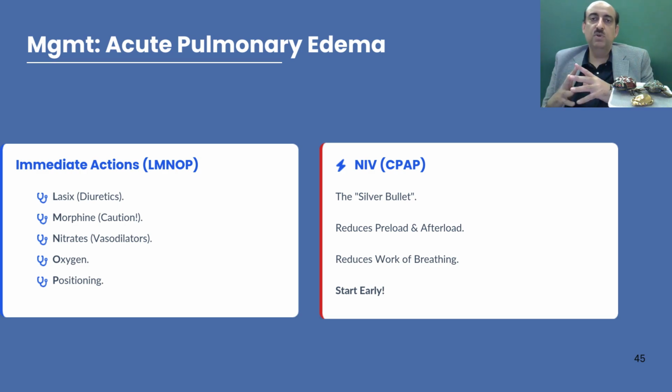Role of NIV, we discussed before, continuous positive airway pressure. It can be a silver bullet. If it's initiated earlier, it does the same mechanism but in a mechanical way. So the fluid inside the alveoli can literally be pushed out into the extra alveolar space because of the pressure exerted during the continuous inspiratory and expiratory phase, and it reduces both preload and afterload and reduces the work of breathing, assists the ventilatory drive. That's why it's called non-invasive ventilation. It's assisted ventilation. But if it is started earlier, it helps in management of patients with acute pulmonary edema.